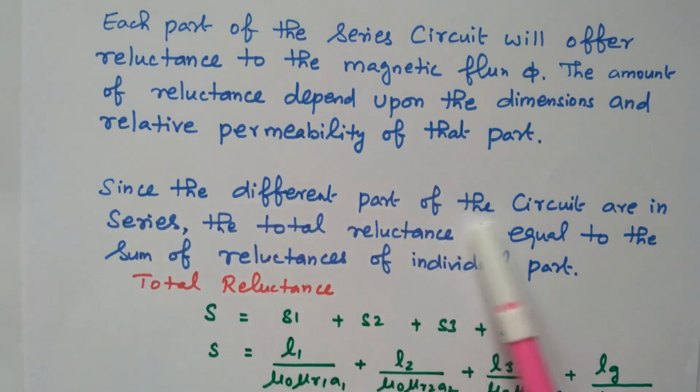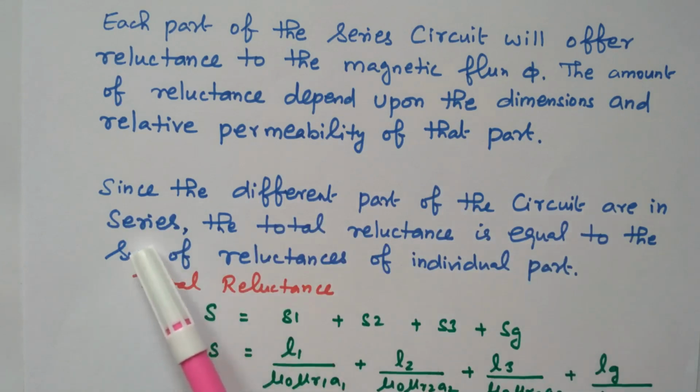Since the different parts of the circuit are in series, the total reluctance is equal to the sum of the reluctances of the individual parts. Because they are connected in series, the total reluctance equals the sum of the reluctances of the three magnetic materials as well as the air gap. So S equals S1 plus S2 plus S3 plus Sg, the reluctances of the three magnetic materials and the air gap, the sum of these four.